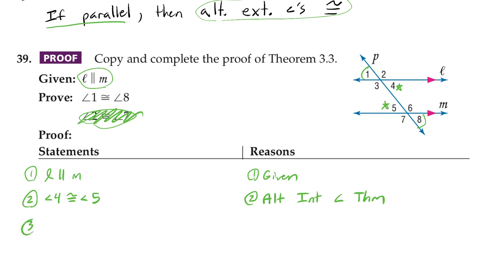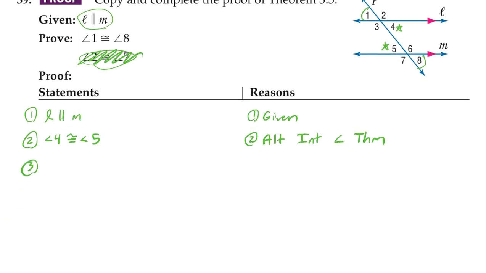Then we go to step 3. How can we use that? We want to show that 1 and 8 are the same. Those are the vertical angles, though, so we need to establish that. If you wanted, you could say angle 1 and 4 are vertical angles, given by the diagram. We can skip that step and jump straight to angle 1 is congruent to angle 4, because it's the same reason. I'm going to do it in the same step.